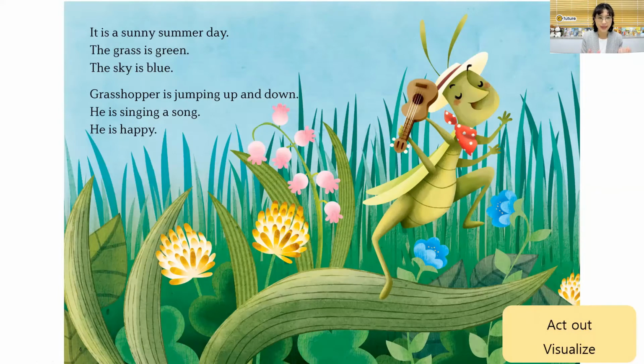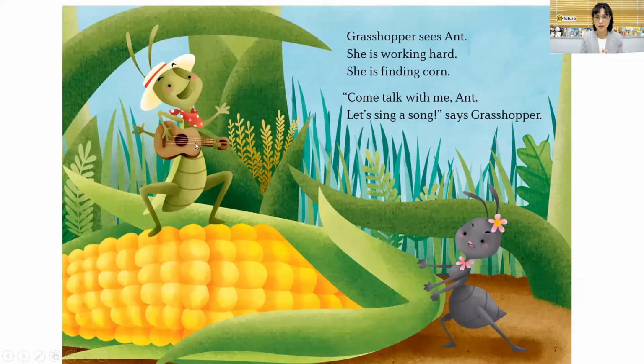Grasshopper is jumping up and down. He's singing a song. He's happy, right? You can understand the story and you can look at the picture and you can actually enjoy the story because you understand, right? And you want to read more, right? You can also act out or visualize the story. Okay, let's do that after reading the next page.